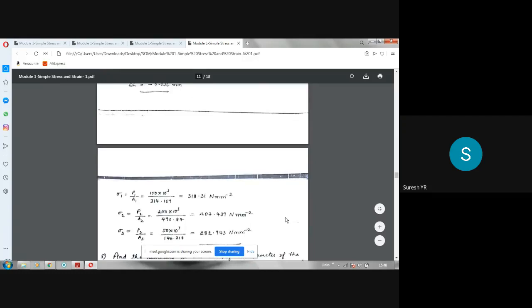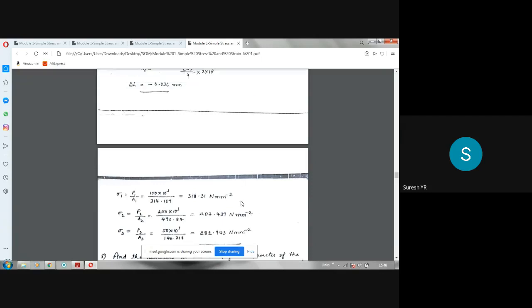So first and last tensile stresses, the middle one, sigma 2 is compressive stress. Okay, so I have not written here, you can write the tensile stress, compressive stress, tensile stress. Then if they ask you to find the strains, same formula, epsilon is equal to sigma by E. So epsilon 1 is equal to sigma 1 by E. Epsilon 2 will be sigma 2 by E. Epsilon 3 will be sigma 3 by E.